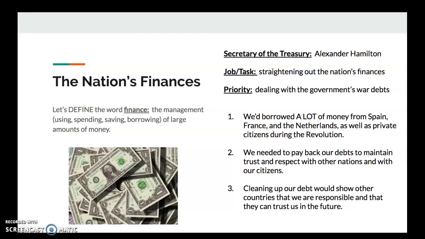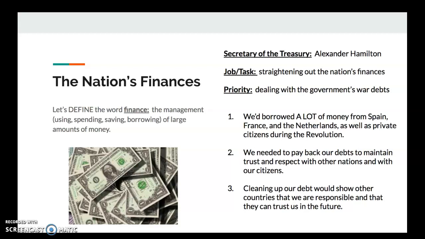Now imagine if this little tiny country, the United States, borrowed, we'll say $10 million from Spain to help beat the English, okay? Well, we did beat the English with the help of Spain. And when the war is over, Spain says, hey, you know what? We need that money back. We loaned that to you. That wasn't a gift.